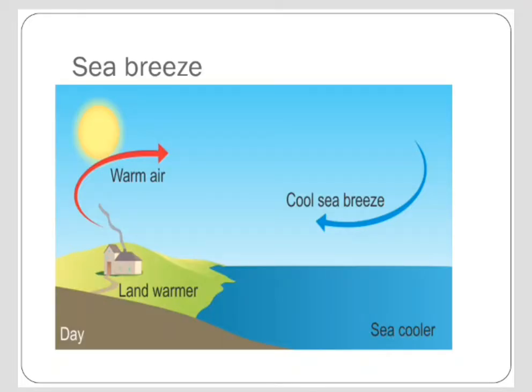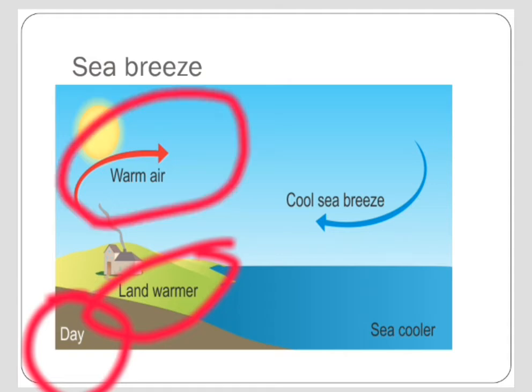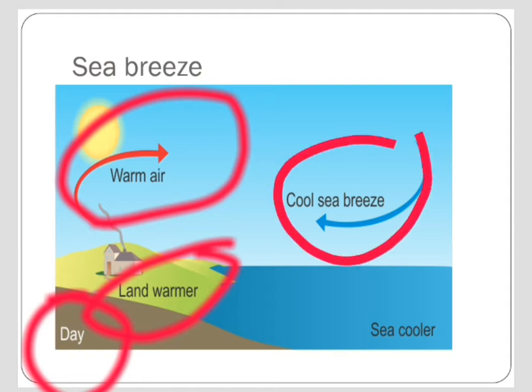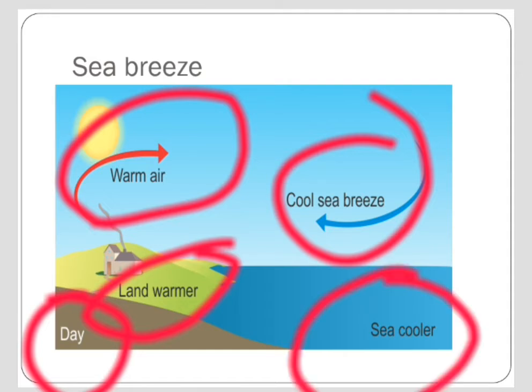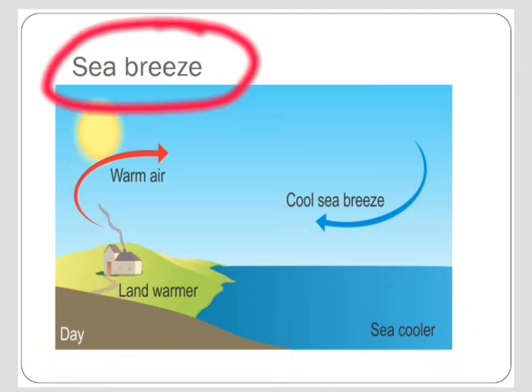Next is sea breeze. During the day, the land gets heated faster than the sea, so the warm air above the land becomes hotter and rises up, and cooler air from the sea moves toward the land. This process is called a sea breeze. Okay.